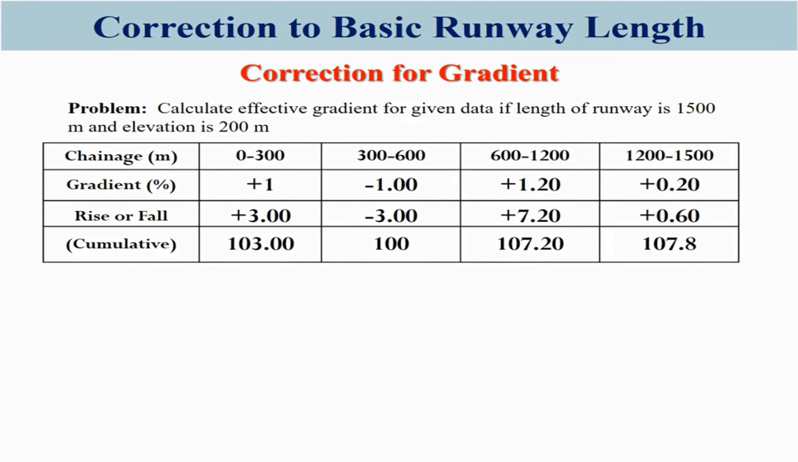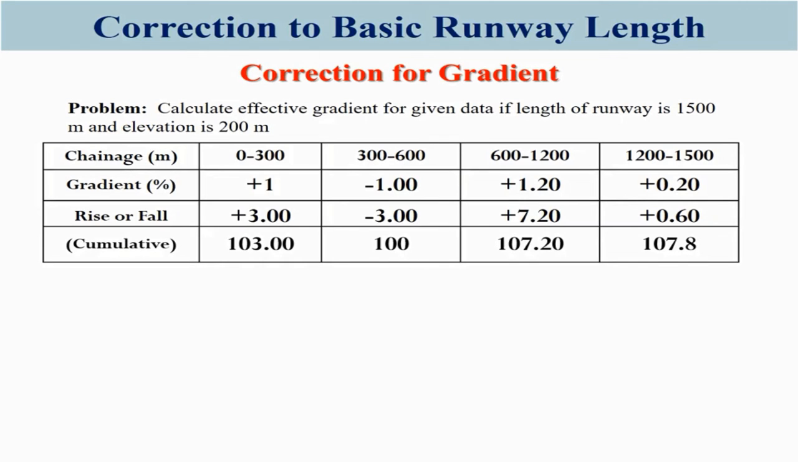Then for the next 600 meter, you are having an ascending gradient of 1.2. So you will be having a total rise of 7.20. And for the last 300 meter, you are having an ascending slope of 0.20. So the total rise will be 0.60.